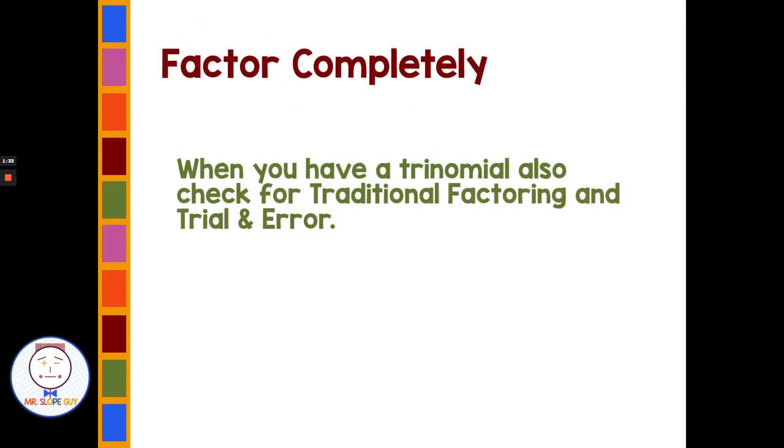And when you're factoring completely and you have a trinomial, you want to check for traditional factoring or trial and error. Your teacher may have different names for what those are called, but basically you're looking at all the factors of the first term and all the factors of the last term. You try some different combinations to make sure that if you multiplied out a binomial times a binomial using a method like FOIL, first, outside, inside, last, you would get back to the original problem.